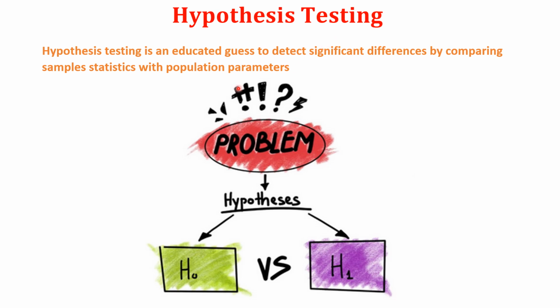Hypothesis testing is an educated guess to detect the significant difference by comparing sample statistics and the population parameter. In hypothesis, there are two parts. One is a null hypothesis, second is an alternative hypothesis. So let us discuss more.